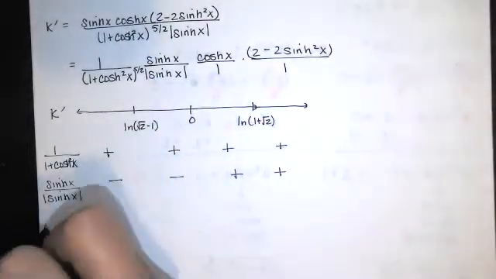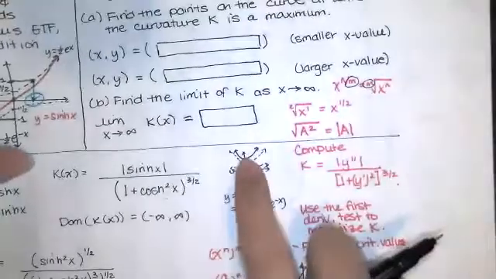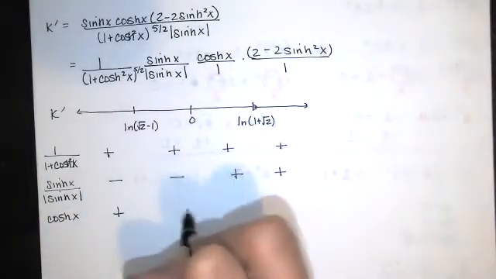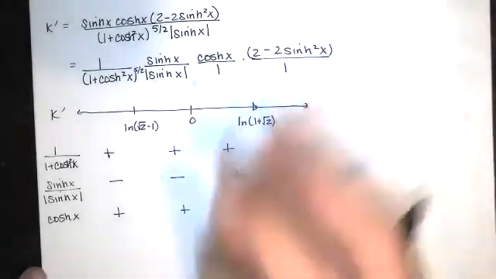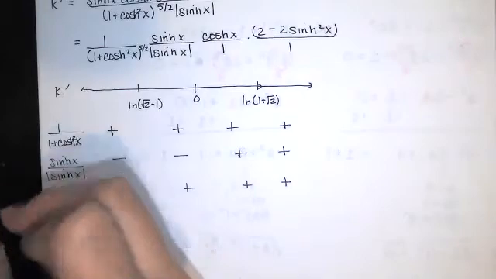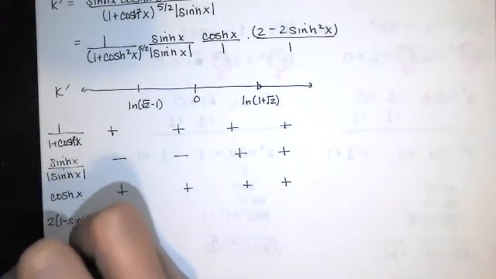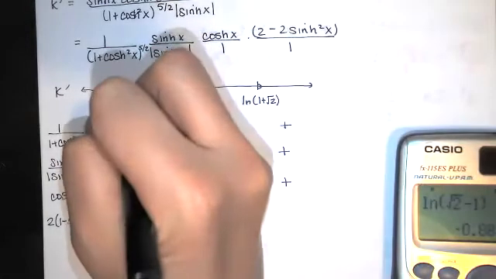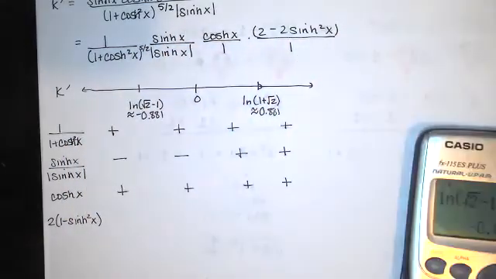Okay, then the hyperbolic cosine function. It's always positive. The y values on that graph are always greater than or equal to 1. And then this is the only one where we might actually have some interesting sign differences. I factored out the 2 to make it a little bit easier on us. So that is 2 times the quantity 1 minus hyperbolic sine squared x. And remember, this is about negative 0.881, and this is about positive 0.881.